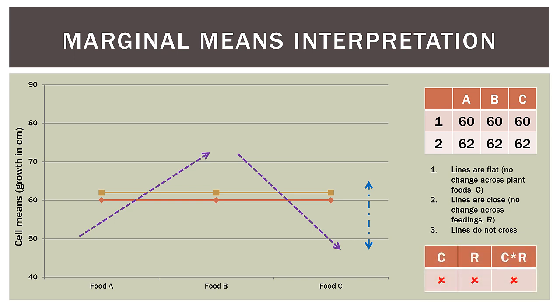So how do we interpret this? Well, the columns, the foods, that's not significant. The lines are flat. The row factor, the frequency at which we feed the plants, that's not significant. And of course, there is no interaction. So neither main effect nor the interaction is significant. And that's it.